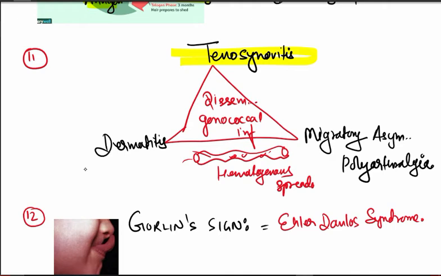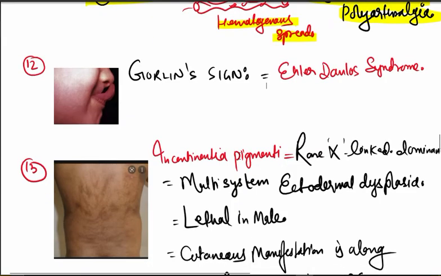Tenosynovitis with dermatitis and migratory asymmetric polyarthralgia. This condition is presented in disseminated gonococcal infection, and it is spreading through hematogenous spread. Okay, next image: we see the tip of the nose is touched by the tip of the tongue. This is the Gorlin sign present in Ehlers-Danlos syndrome.